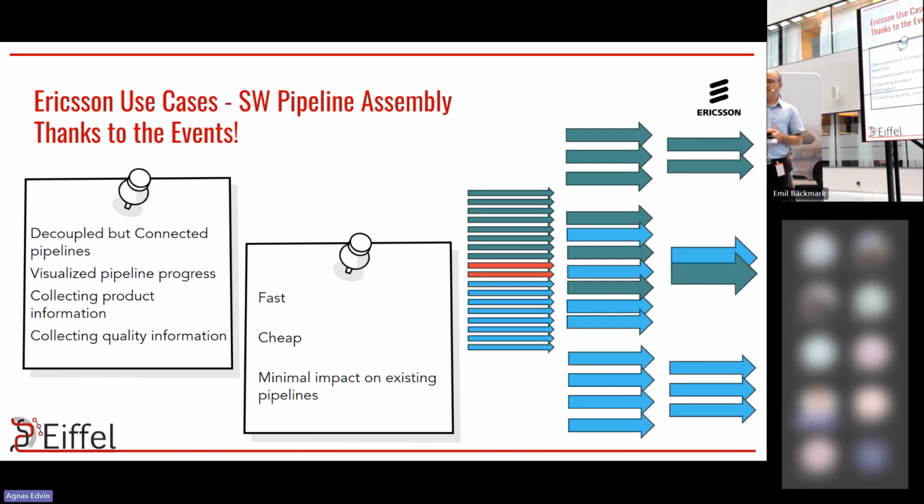So just adding another production line here with this combined solution didn't really affect that possibility. We could still collect product information for all these three different variants, and we collect quality information as well. And as I mentioned, it was fast. We made it in just a couple of days, actually. And it was obviously then cheap as well, with minimal impact on existing pipelines, because those were still running, not knowing that there was a new one in town.